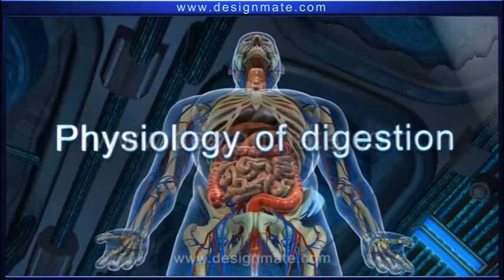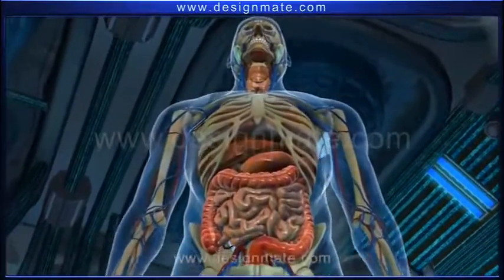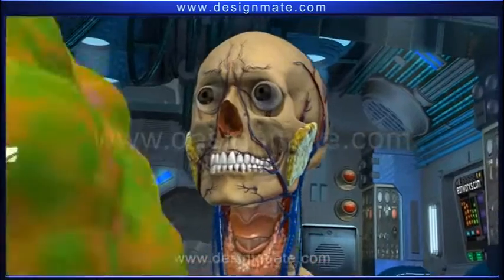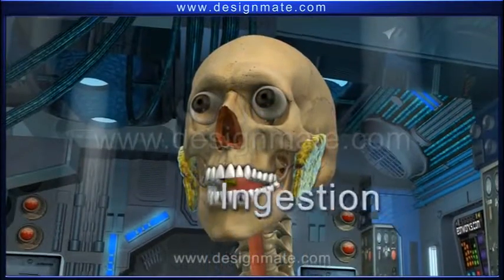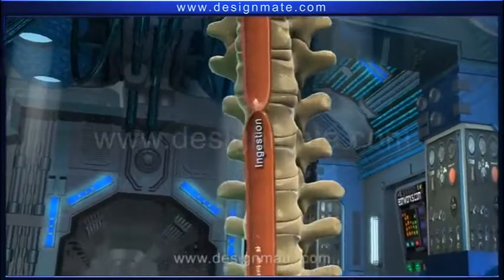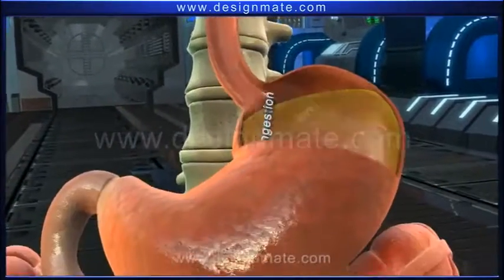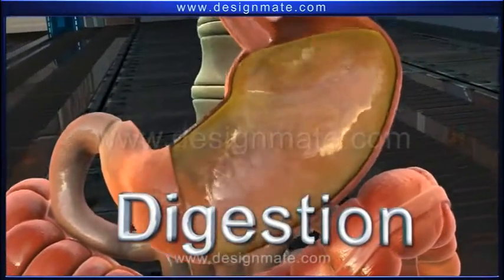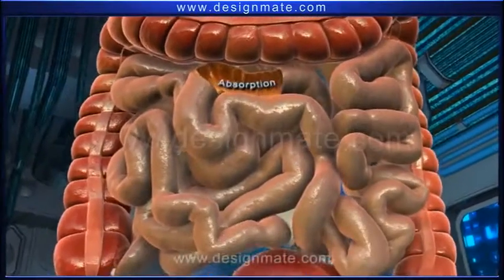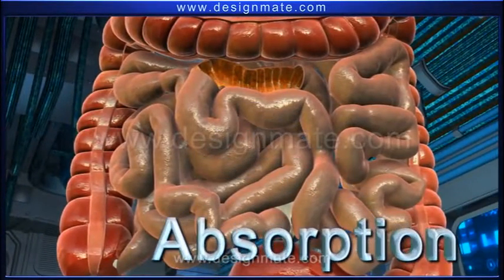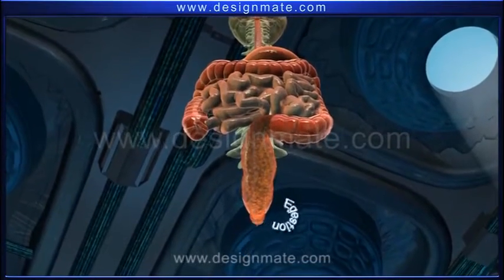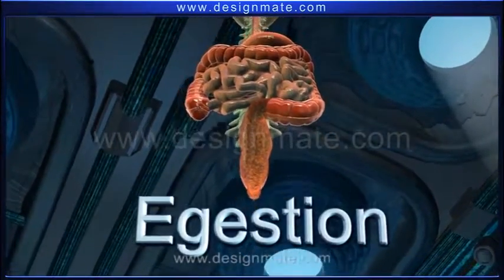Physiology of digestion. Understand the physiology of digestion that involves ingestion, digestion, absorption, and egestion.